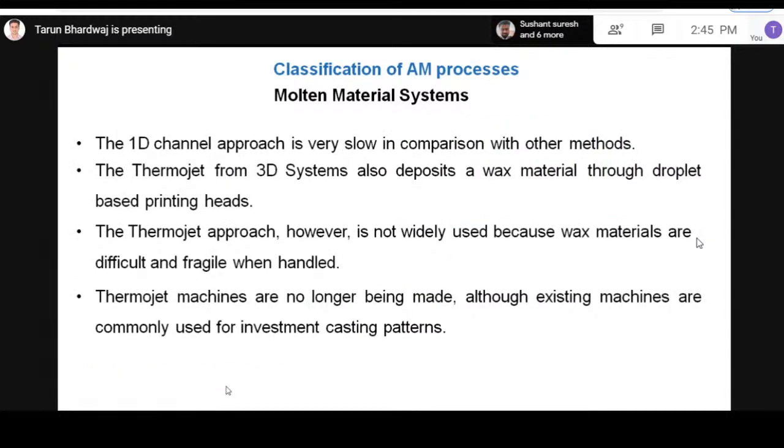So this is about FDM, and the 1D channel approach is very slow in comparison to the other methods, because we are using only one source. The Thermojet from 3D Systems also deposits a wax material through droplet-based printing heads. The process is the same, layer by layer manufacturing, but companies can use a different approach for different materials.